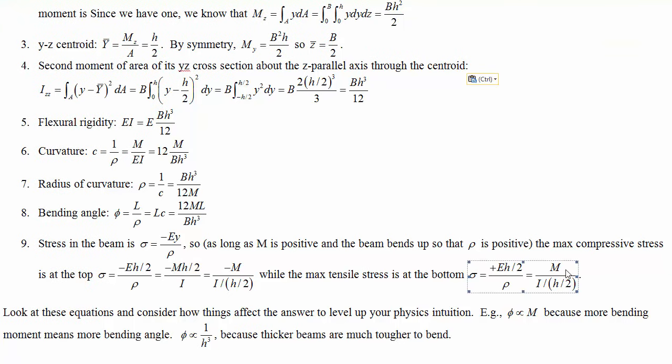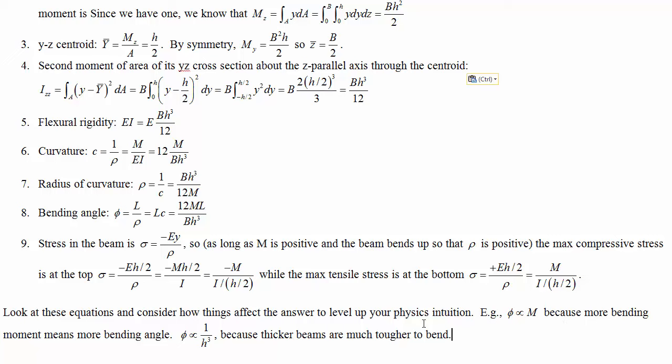If M turns out to be negative, then actually this one here is the compressive stress and this one is the tensile stress. So that makes sense. If the moment is actually in the other direction and we're bending down, which we would define as negative radius, then we get tensile at the top and compression at the bottom.